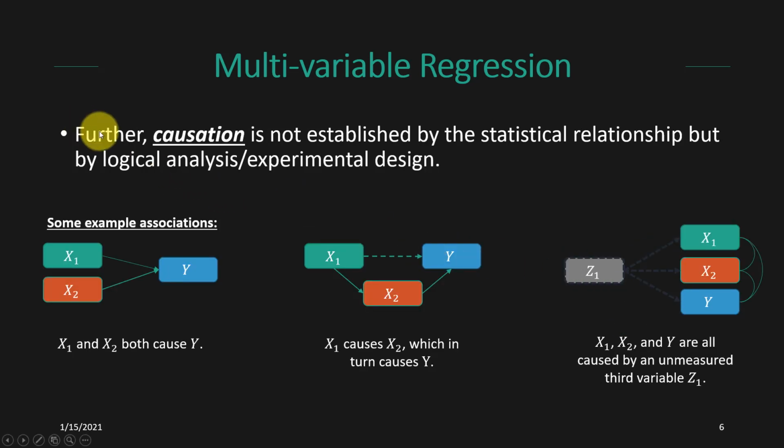Further, the other thing we want to consider, beyond the number of variables that we're adding in, is how do these variables relate to each other? And this is really how we get to this issue of causation. Because causation, as we've said, is not established by the statistical relationship, but by a logical analysis and/or an experimental design, right? There are whole disciplines where you can never conduct an experiment, but we can have pretty strong theories about what causes something else.